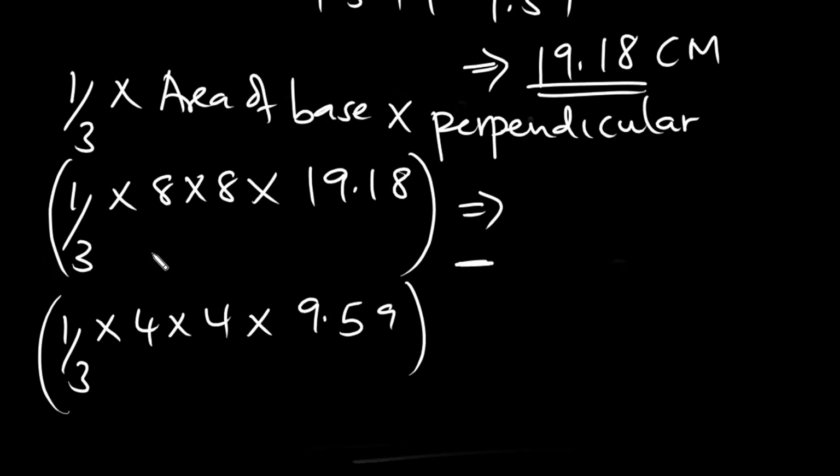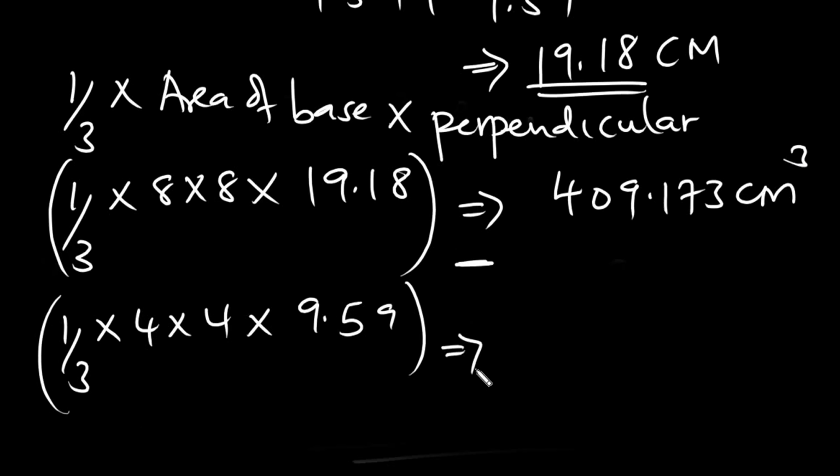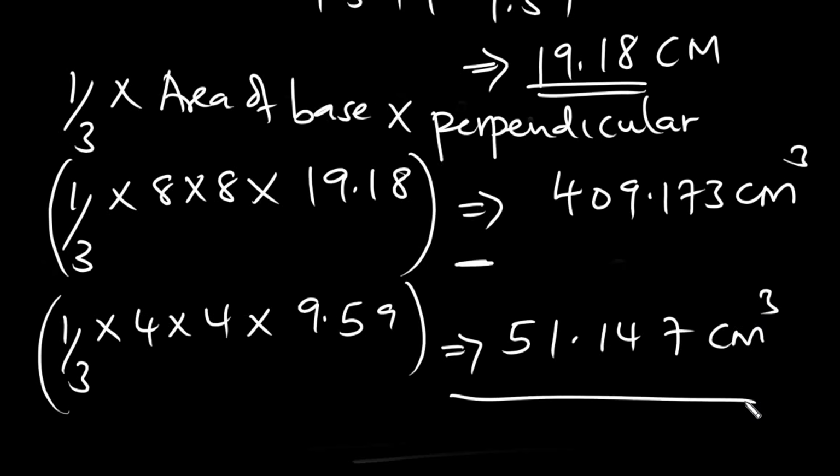A third times 8 times 8 times 19.18. You can use your calculators. So I can see that this one is 409.173 cubic centimeters. What about the small pyramid? It's 51.147 cubic centimeters. So let's get the difference. Let's subtract these two. What are we going to get?